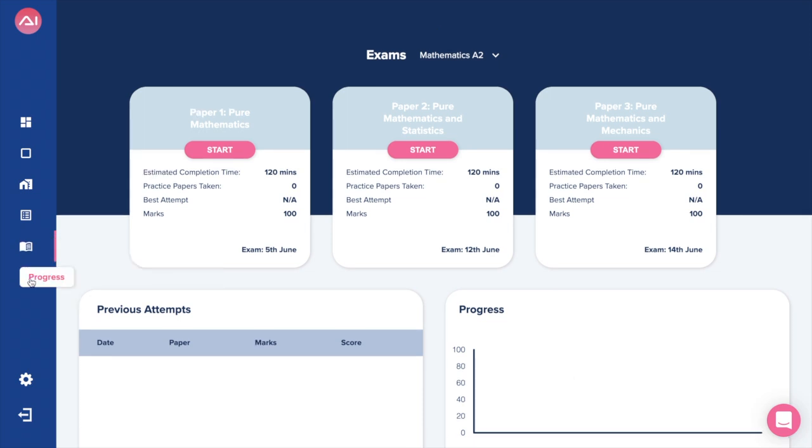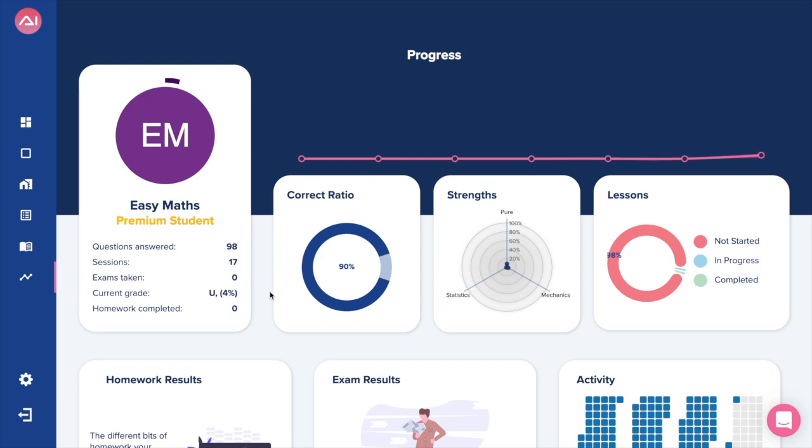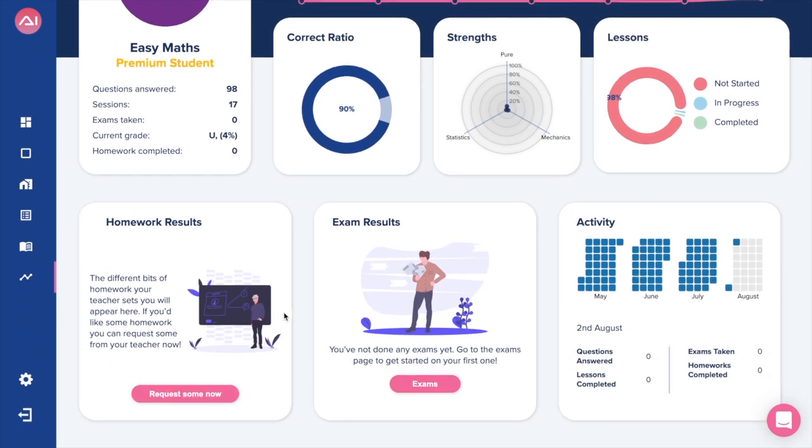Now, if we have a look at the progress menu, you'll see it shows you the number of questions you've answered, the amount of questions you've answered correctly, and it then compares how well you've performed in pure maths, mechanics, and stats questions. It even shows you what grade you're currently working at. Obviously the more questions you complete, the higher your grade will be. It says I'm currently working at a U grade, but that's because I haven't completed that many questions. Down here is also a section for your homework results. So like I said previously, this service is also available for schools.